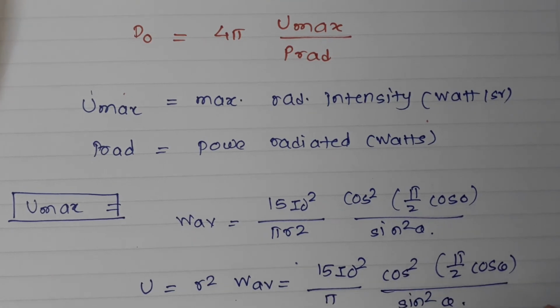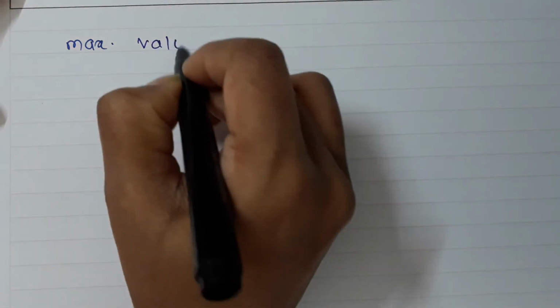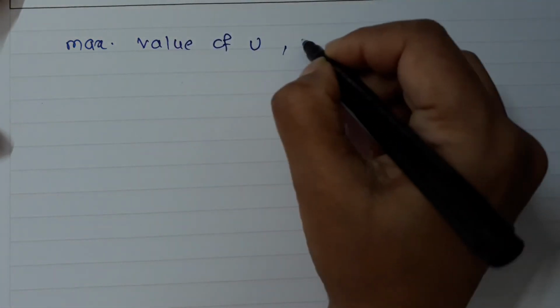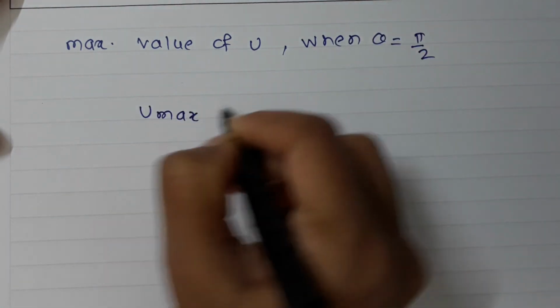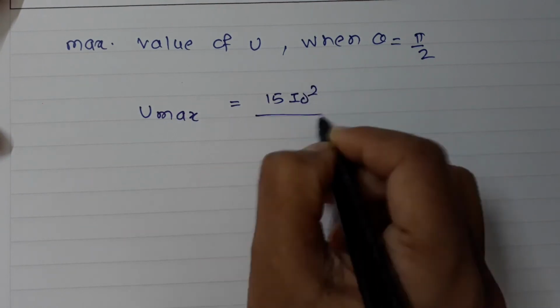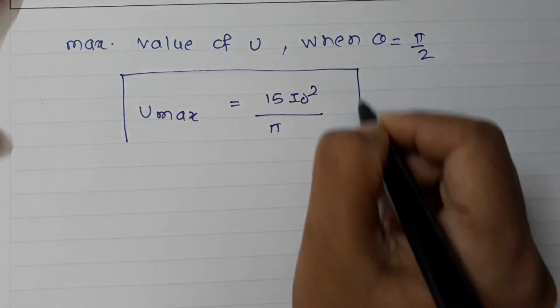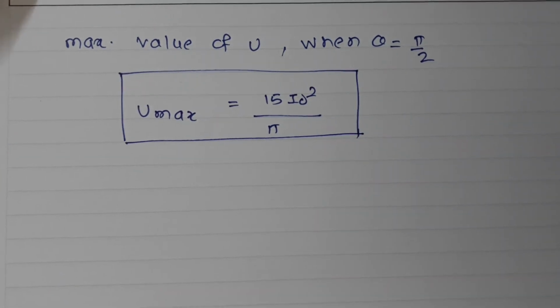Now to obtain the maximum value of U, I am going to find the maximum value of U max. The maximum value of U occurs when theta is equal to pi by 2. So U max here is equal to 15 I0 square divided by pi. So this is the maximum radiation intensity. Here I have got the maximum radiation intensity.